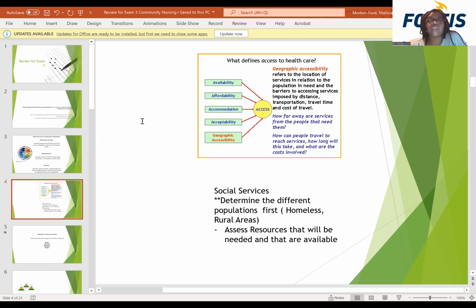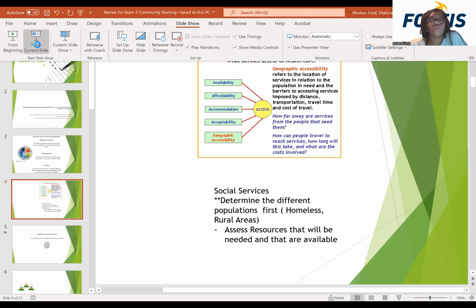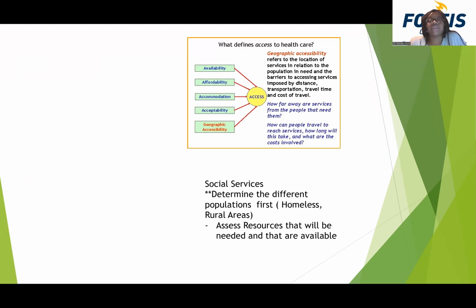But when we're trying to coordinate resources for our patients or our community, we need to consider access. Resources can be available, but how is the person going to get to that resource? How is that resource going to get to that person? How will they be able to use that resource? So we want to consider our population first. Is our population homeless?